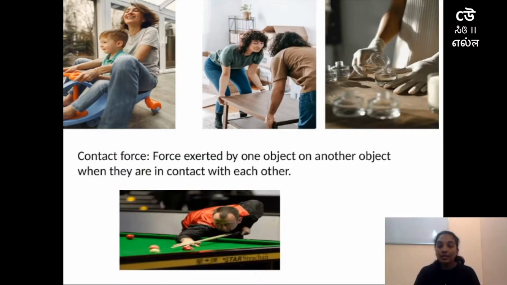And in the third picture, a person is doing some experiments in the laboratory, holding a beaker and pouring some chemicals into the bottle. Here also we can observe his hand in contact with the beaker, and he is doing some action, which is due to the force exerted by him on an object. His hand is one object and the beaker is another object, and they are in contact with each other.